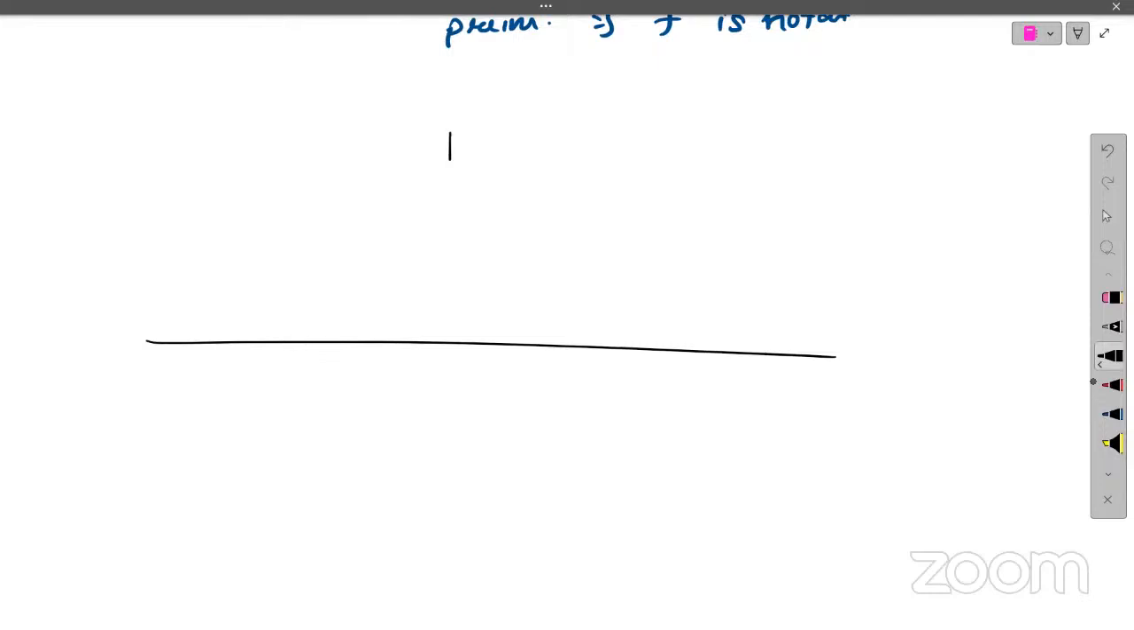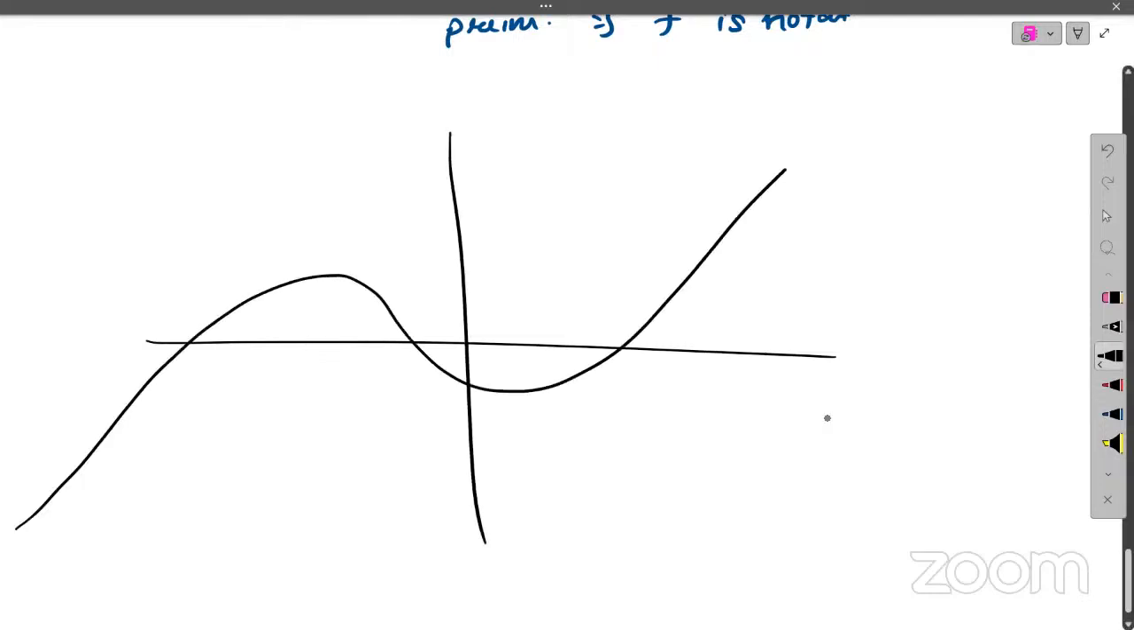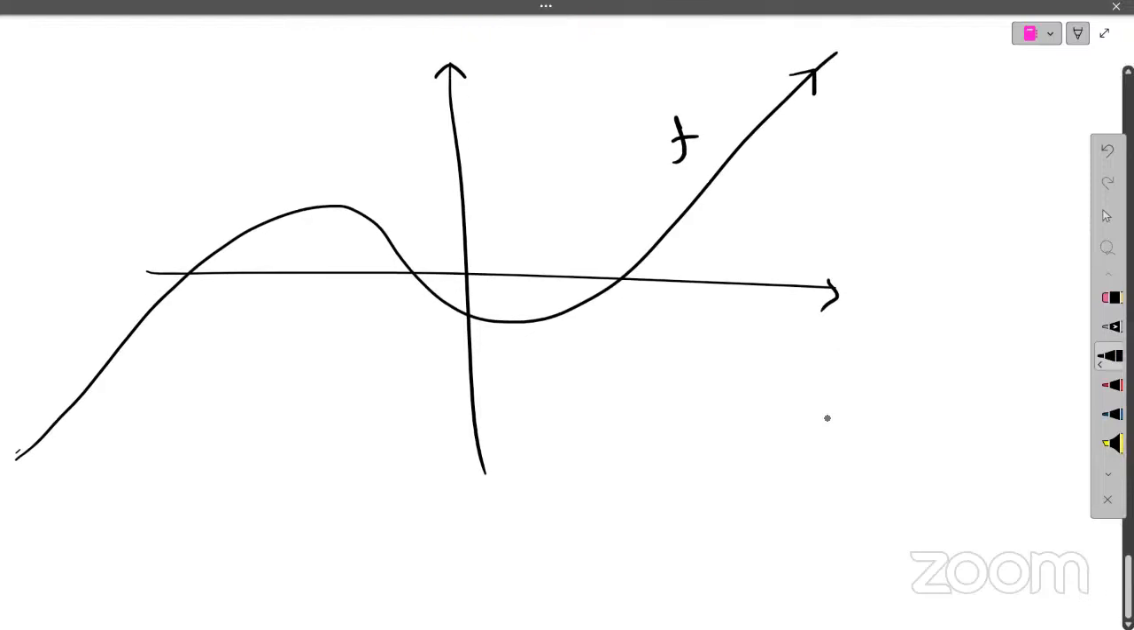Consider a graph something like this. Now can you say, is it an onto function or not? No, ma'am. Are you sure it is not onto? Because it is growing to minus infinity here and growing to plus infinity here. It will be onto, right?